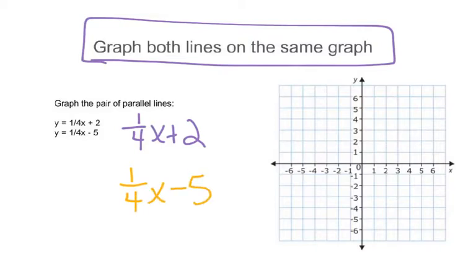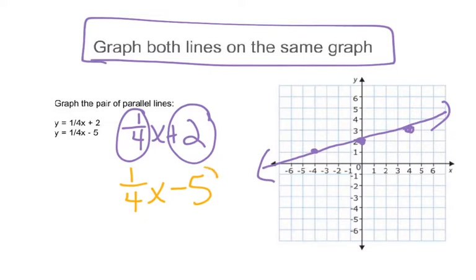So for the purple line, I will begin at 2. I rise 1 and run 4. That's my slope. Remember, this is my y-intercept, so I put that dot on the y-axis, and this is my slope. And from that point, I rise 1 and run 4. Should be going uphill, but I can do the same ratio going the other direction, down 1 and to the left 4. And then I can draw my line.